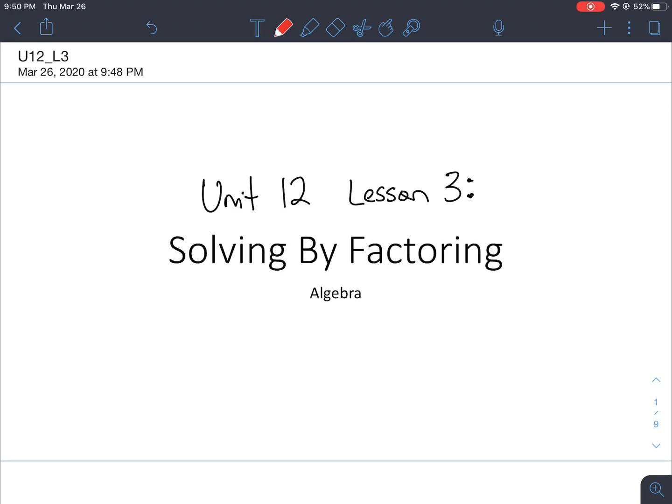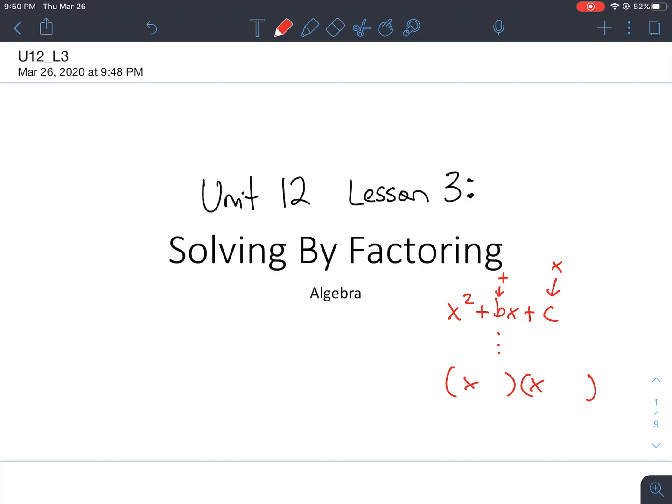Hey everyone, this is going to be our video lesson for Unit 12 Lesson 3, which is solving by factoring. If you remember in the previous unit, we did our factoring when we had something like x squared plus bx plus c, and we looked for what numbers are going to multiply to c and add to b, and we got something that kind of looked like this as our final answer.